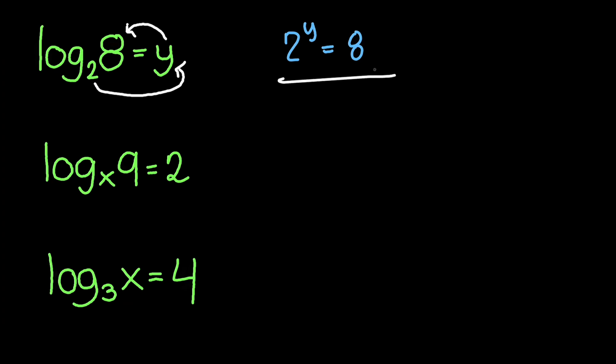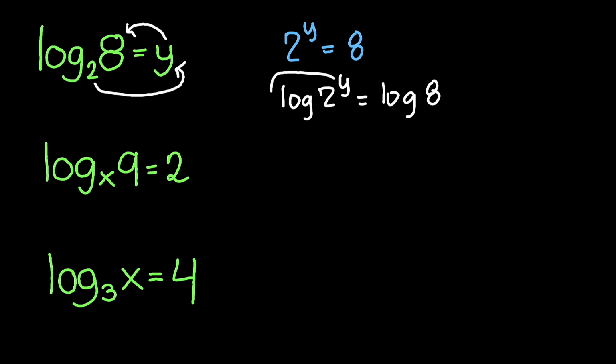This is in its exponential form and we can actually solve it. Now, we want to bring down y in here. So, let's use the properties of logarithms. But first, let us take the log of both sides. So, this would be log of 2 raised to the power of y equal to log of 8. And now, with the properties of log, we can bring down the exponent. So this would be y log of 2 equal to log of 8.